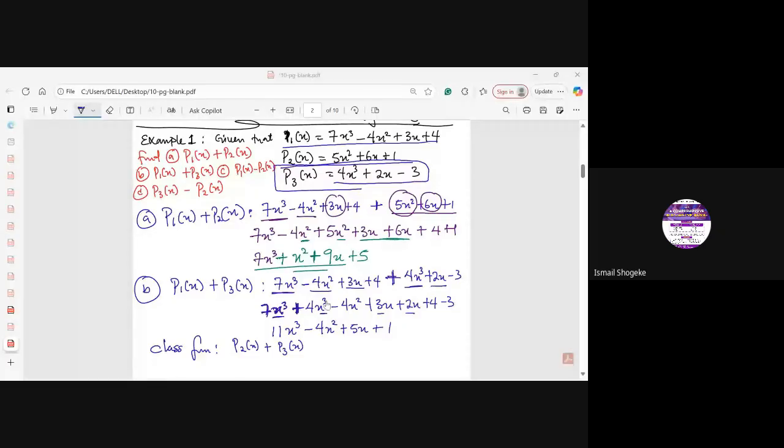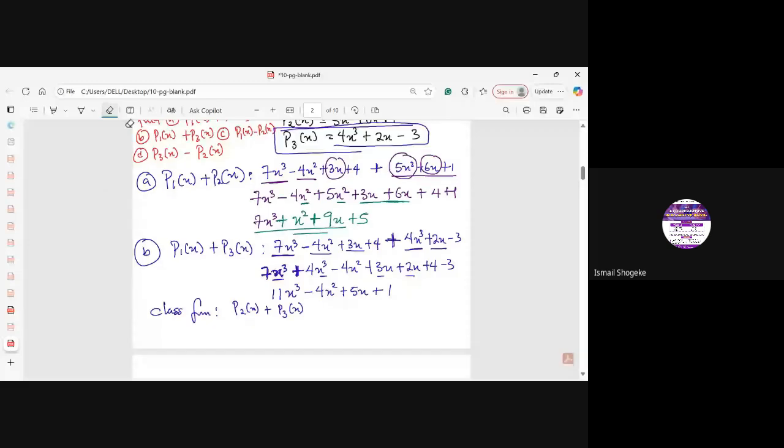I'm waiting for your submission. As we await, have you all written this part? I want to do that of negative. The next question says, P1 of x minus P2 of x, which is 7x3 minus 4x squared plus 3x plus 4.